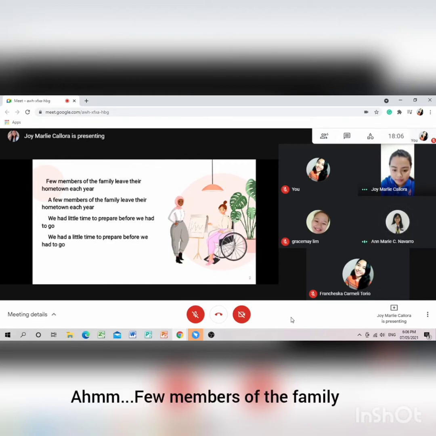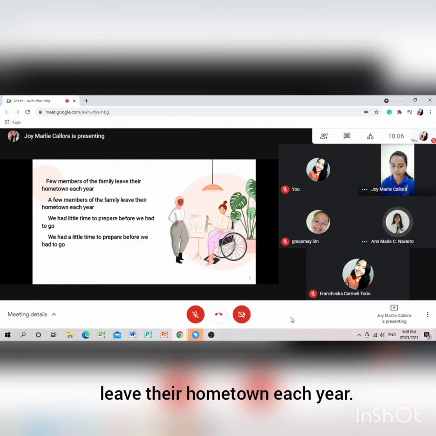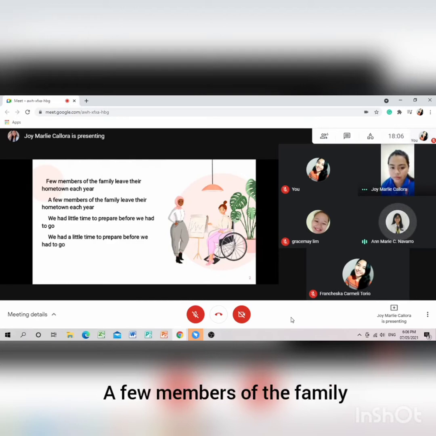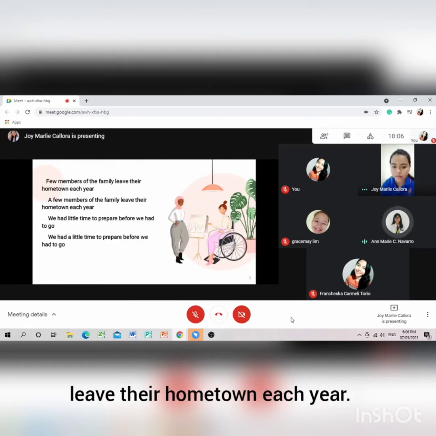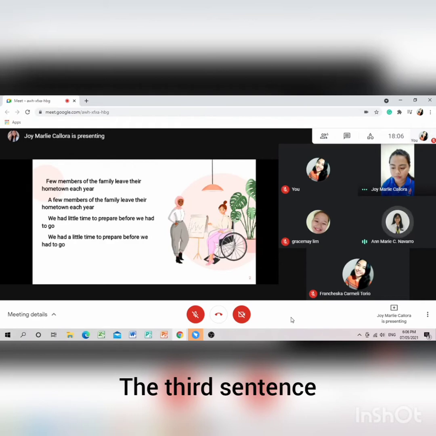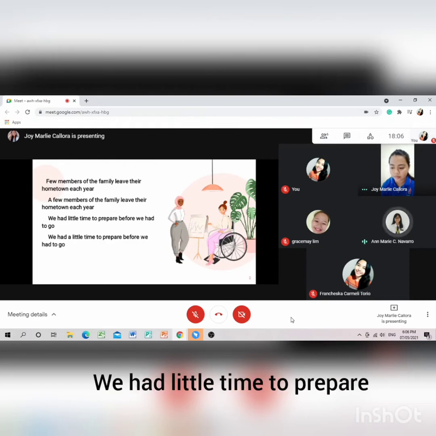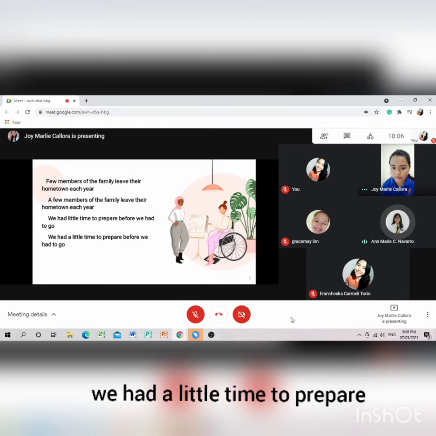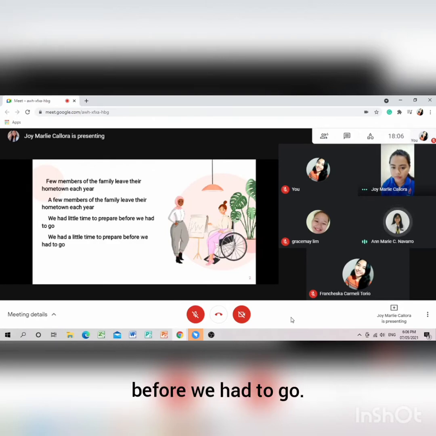Few members of the family leave their hometown each year. The second sentence is: A few members of the family leave their hometown each year. The third sentence: We had little time to prepare before we had to go. The last sentence is: We had a little time to prepare before we had to go. Okay, thank you, Miss Navarro.